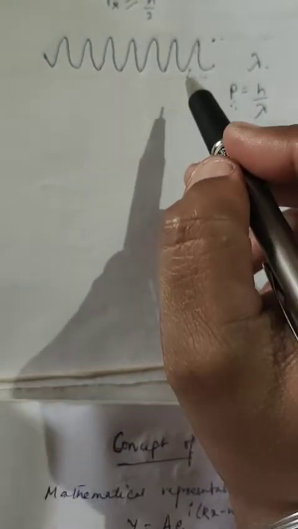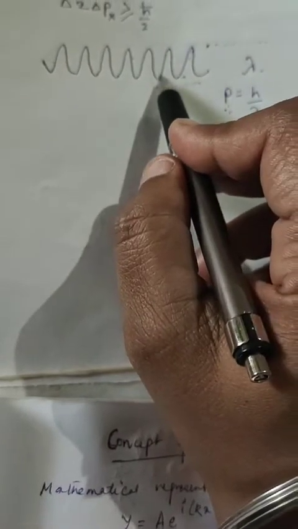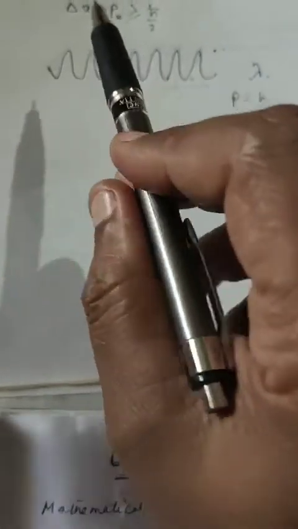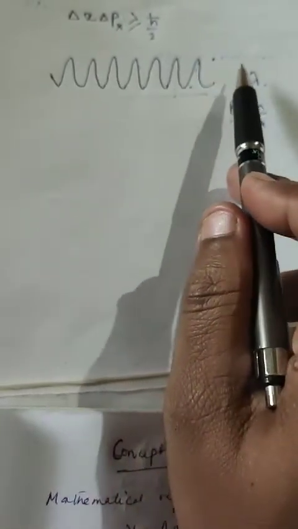But what is the position of the particle that this wave is representing? You see, the uncertainty in the measurement of position is infinite.